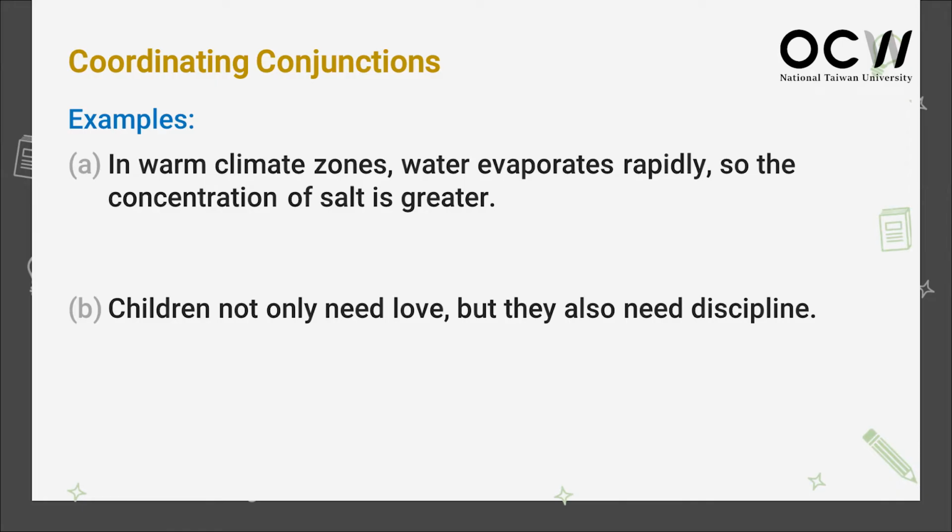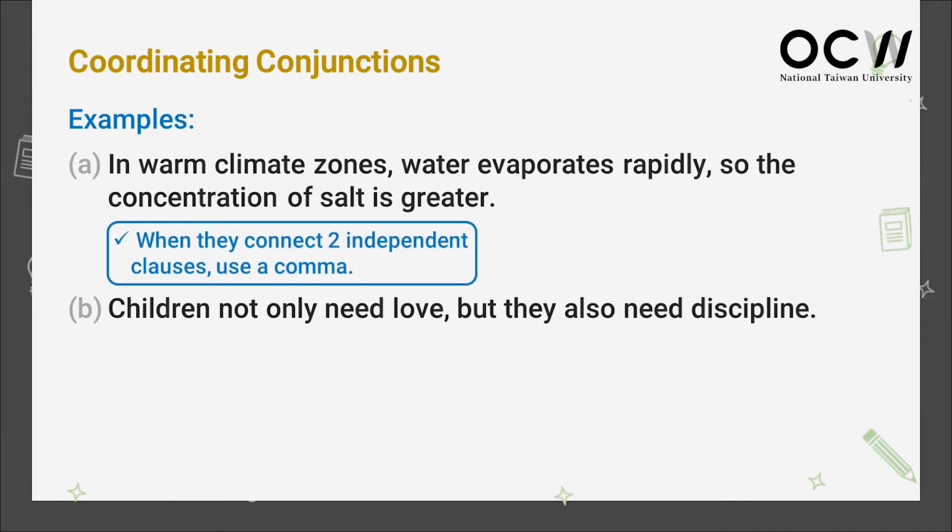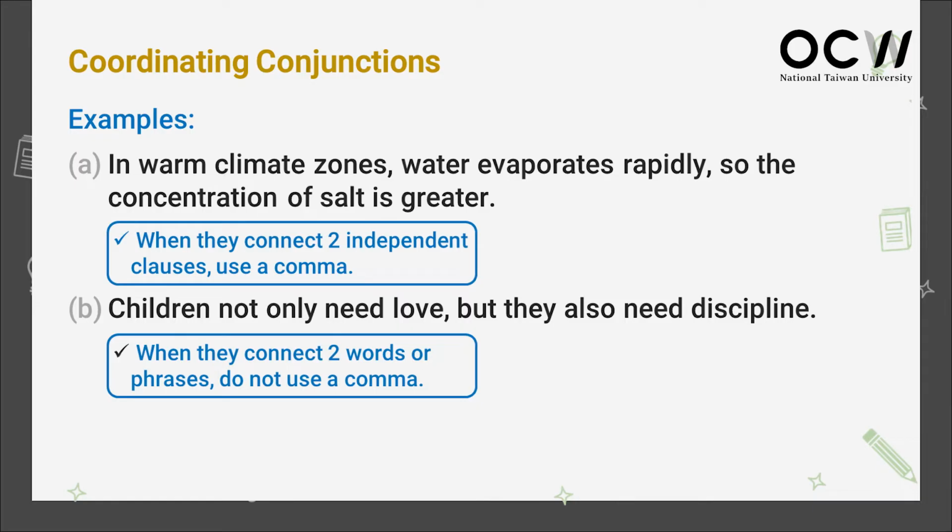Before we get into detail, let's talk about some grammatical rules. Number 1, in the first example, we need to know that when you are connecting 2 independent clauses, you must use a comma. Number 2, when you're connecting 2 words or phrases, do not use a comma. And so in the first example, we can see that the coordinating conjunction will be the word so, whereas in the second example, the coordinating conjunction will be the word but.